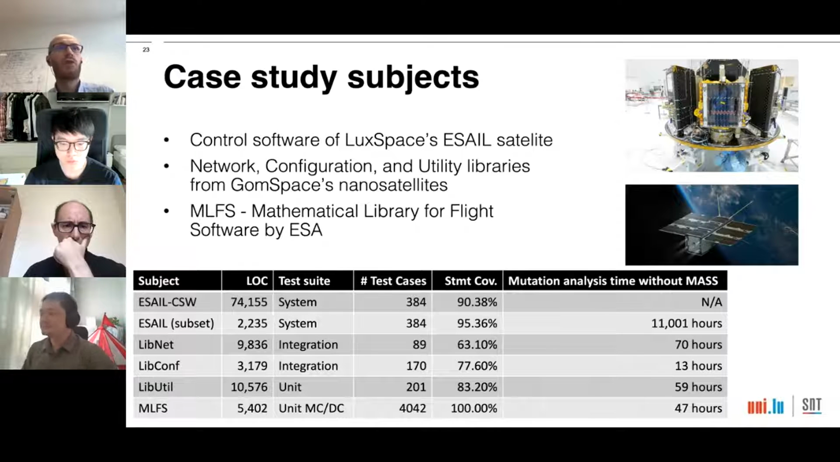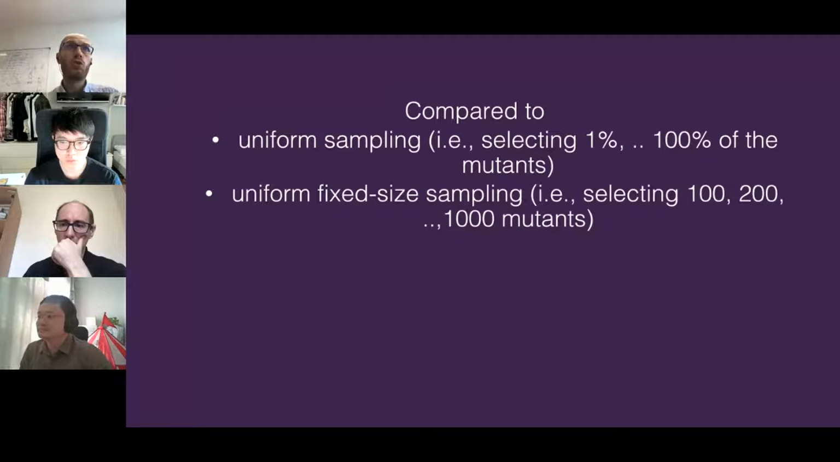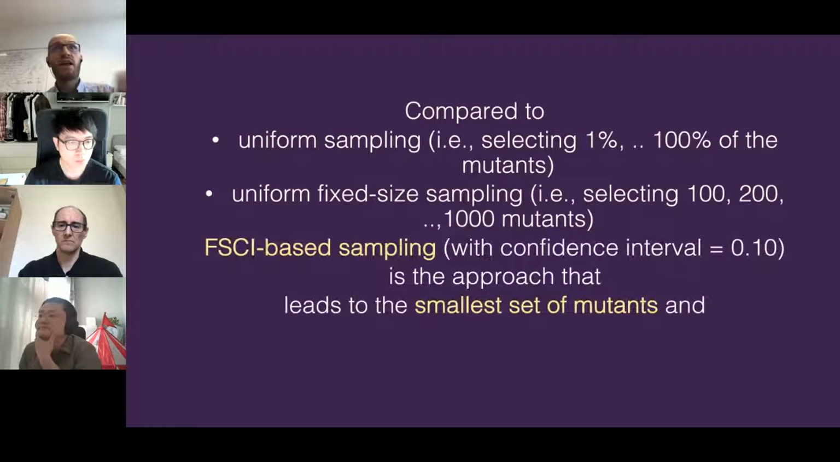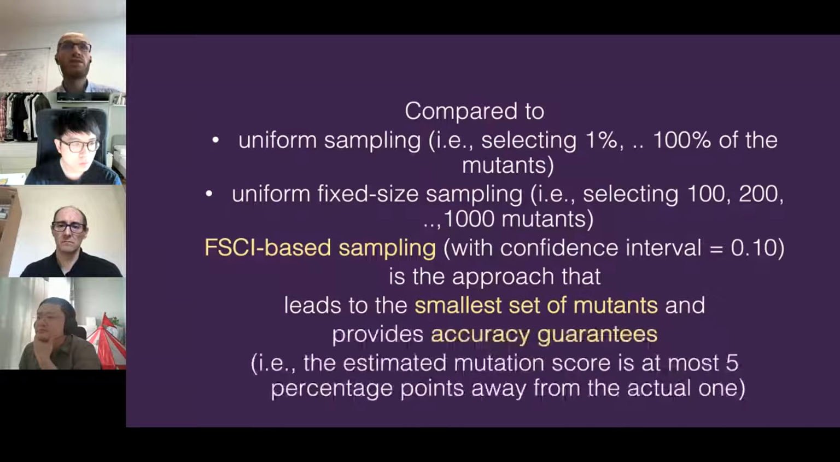We have control software and a wide set of libraries. Among the results, what I can say is that compared to uniform sampling and uniform fixed site sampling, the FSAI sampling approach is the one that leads to the smallest set of mutants and provides accuracy guarantees.